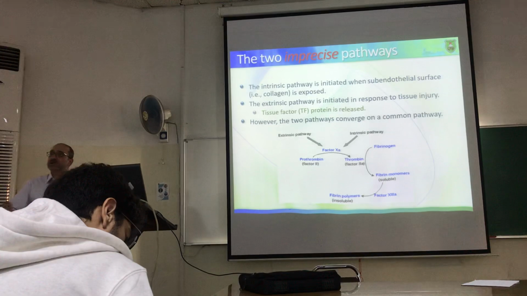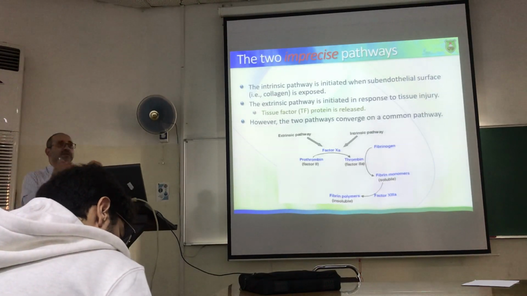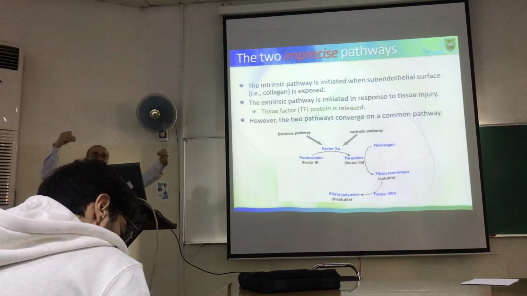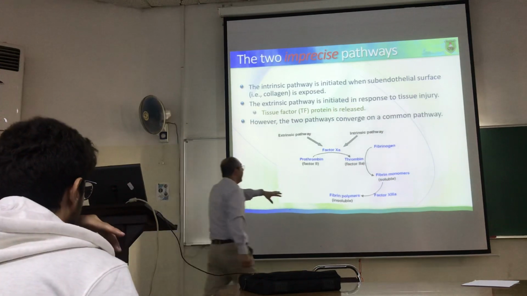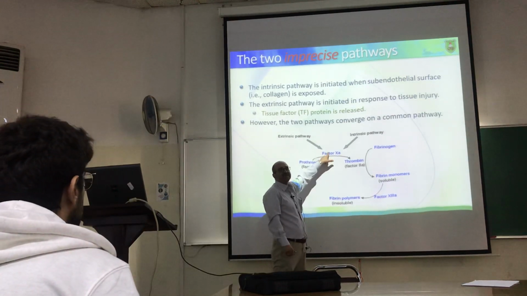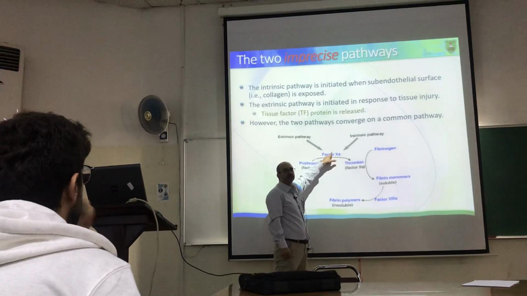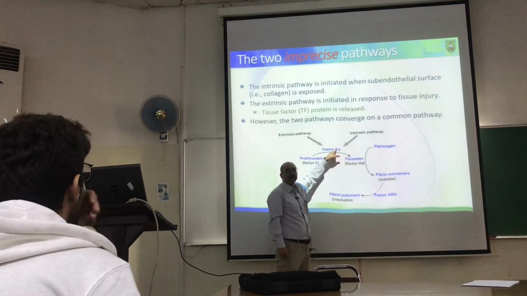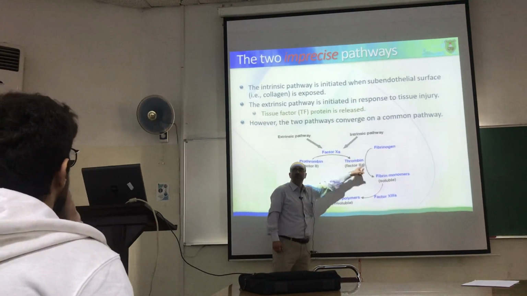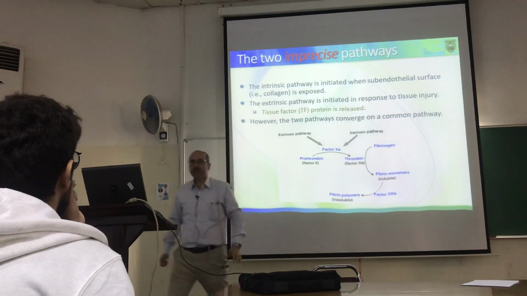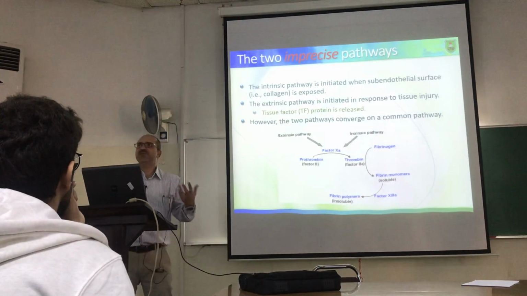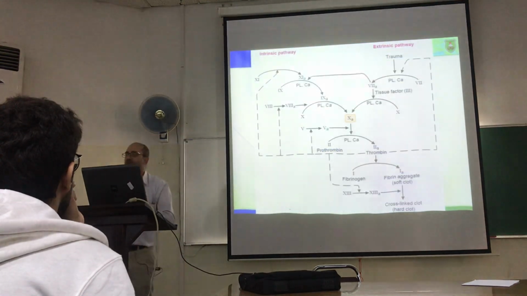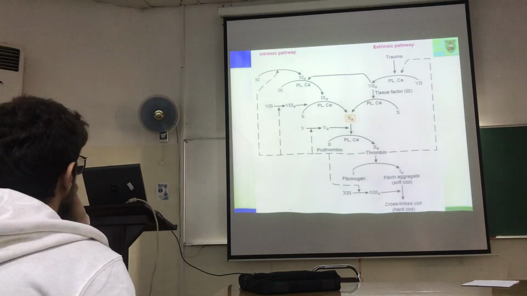But it turns out that there is a bridge that links these two pathways together. We'll talk about it. As well, they converge, they meet at the point of factor 10. So this factor 10 is commonly activated by the intrinsic pathway and the extrinsic pathway. Factor 10 activates prothrombin to thrombin. Okay? So they're not really independent pathways, rather they are linked to each other.